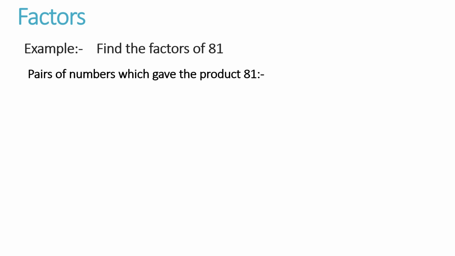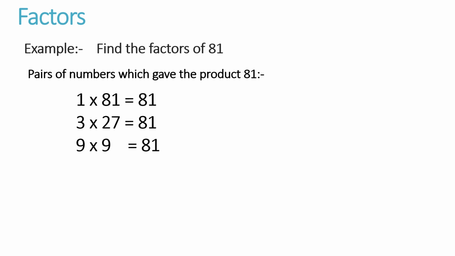Now let us do another example. Find the factors of 81. So pairs of the number which gives the product 81 are 1 into 81 is 81. Again it goes in 3 table, 3 27s is 81. Again in 9 table, 9 9s is 81. Then it goes directly in 27 table.